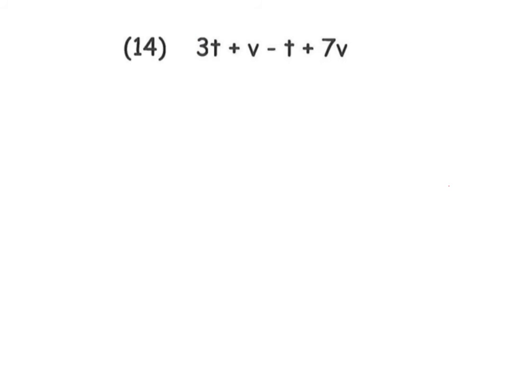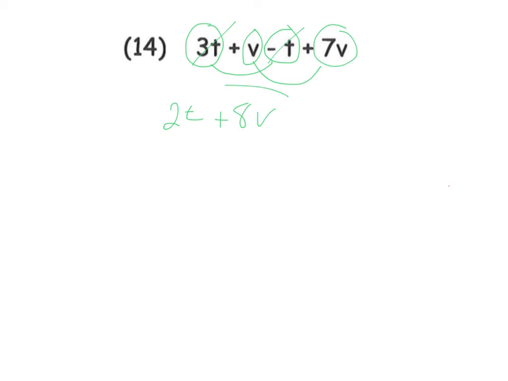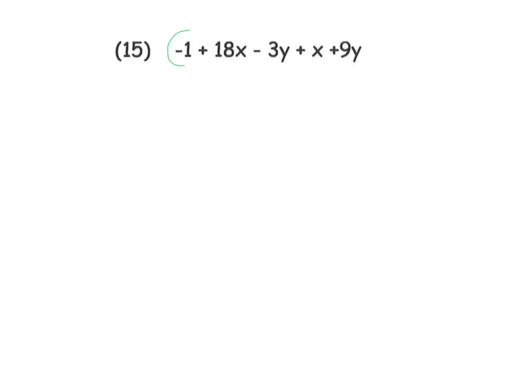Number 14, our terms are 3t, v, negative t, and 7v. Let's start with 3t minus 1t, that's 2t. And then we have v plus 7v, that's positive 8v. 2t plus 8v.